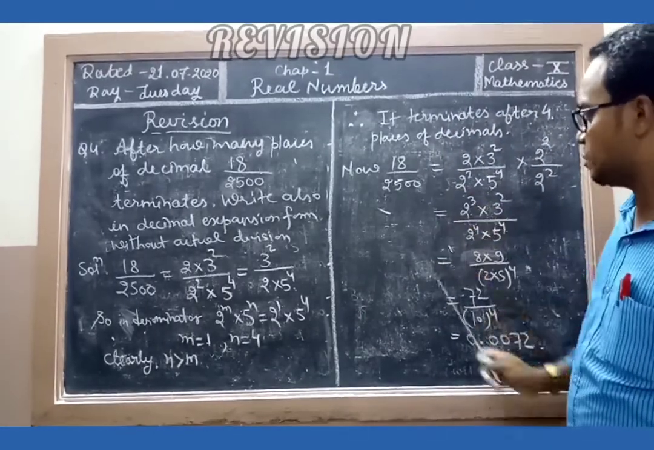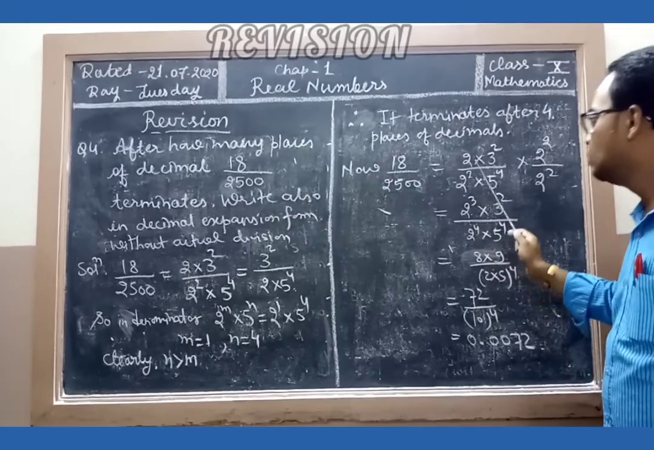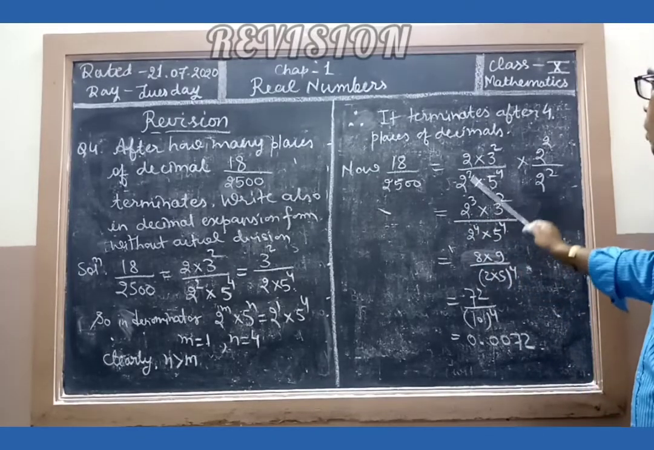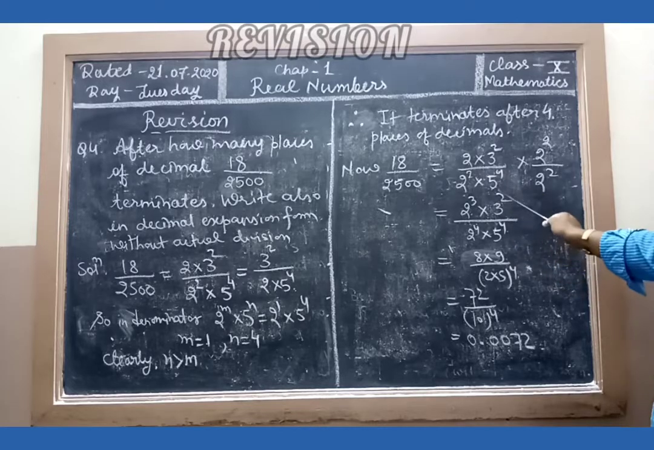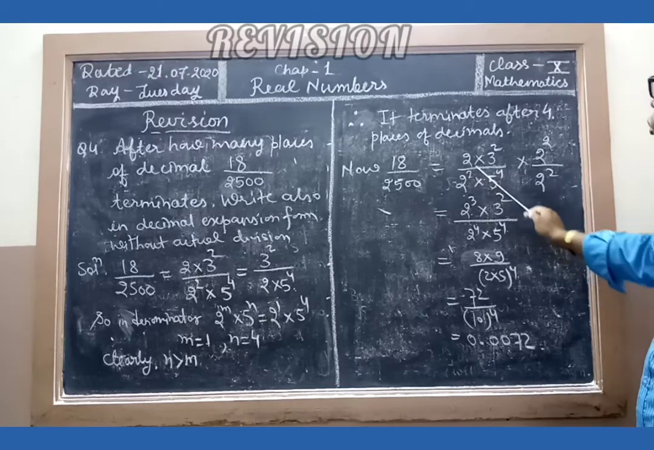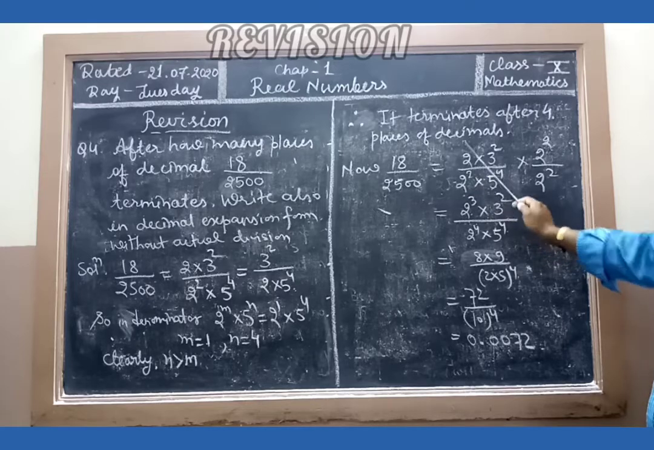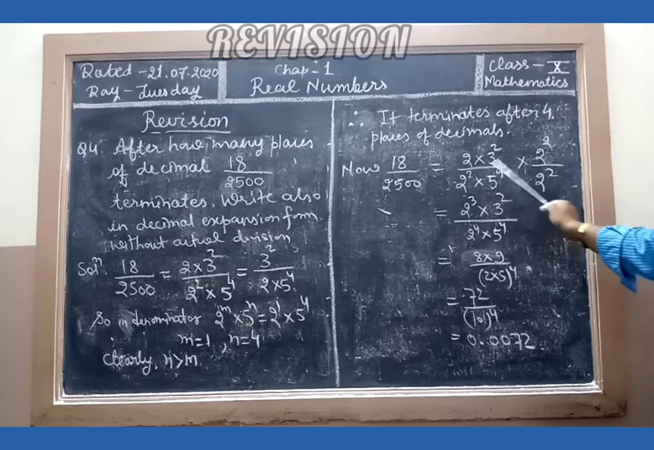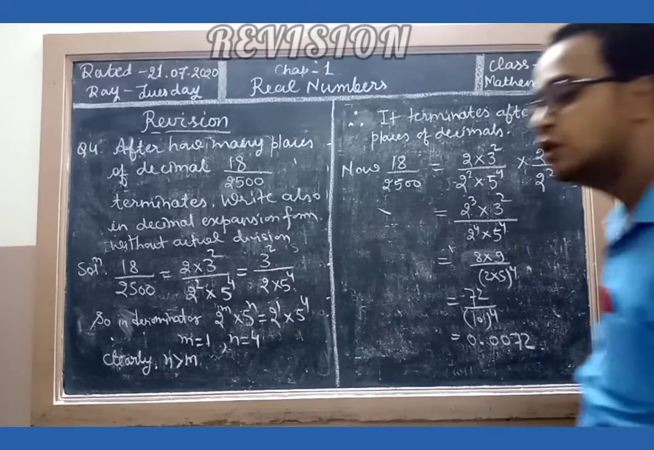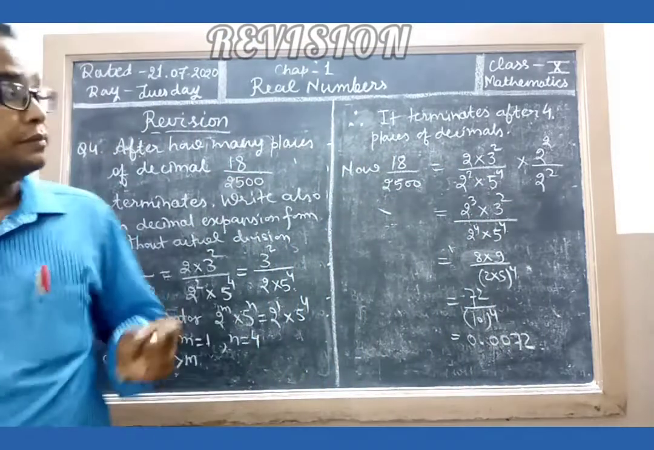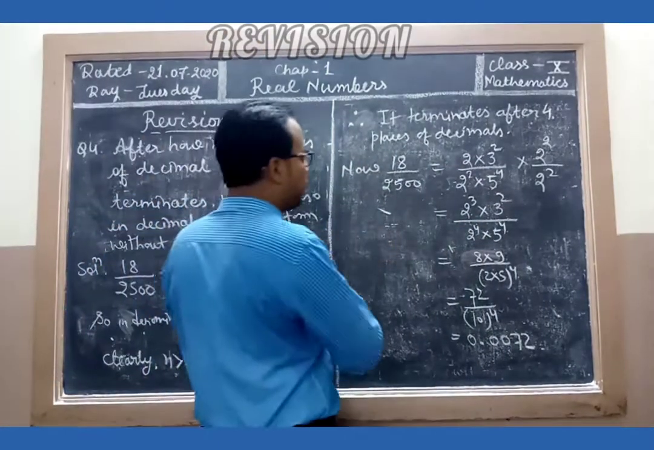Now in decimal expansion form, 18 upon 2500, so we write 2 into 3 to the power 2 upon 2 to the power 2 into 5 to the power 4. Here you observe that with 5 to the power 4, if we make the power of 2 also 4, then we make 10: 2 into 5, 10, and whole power 4. So we multiply both numerator and denominator by 2 to the power 2. This is the prime factorization.